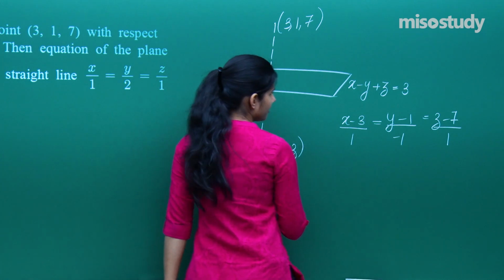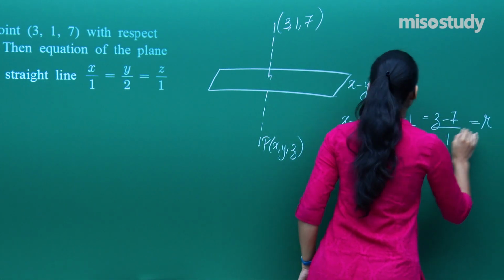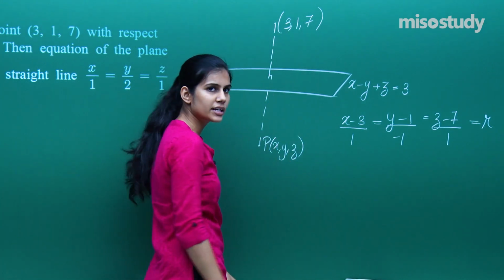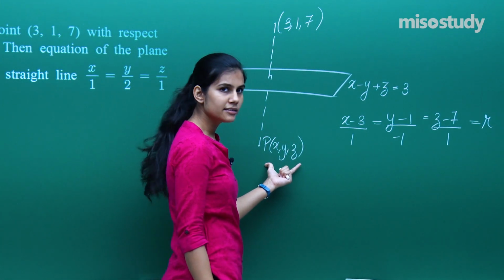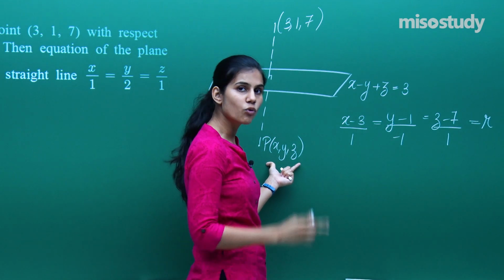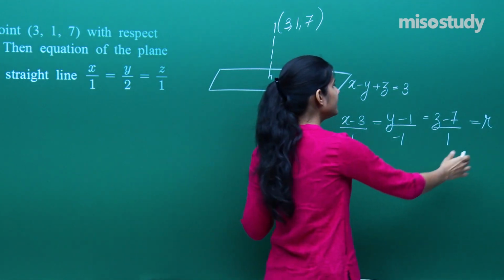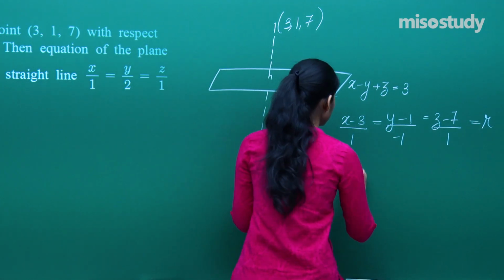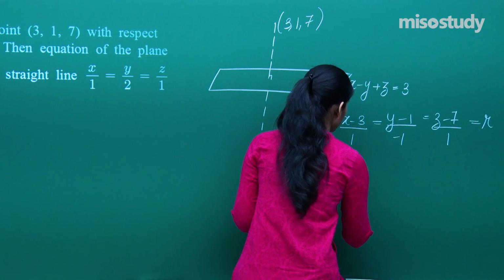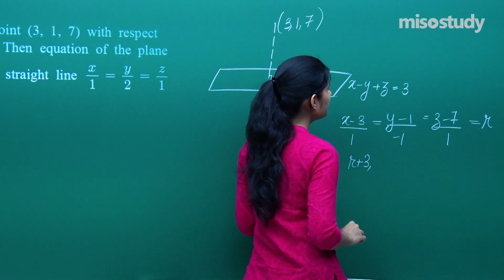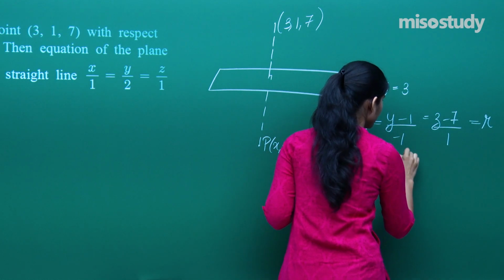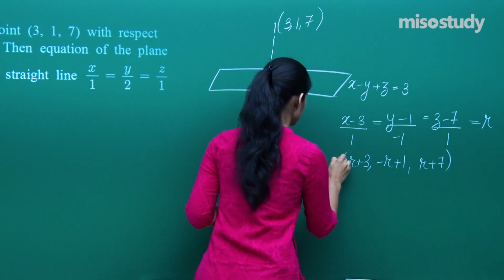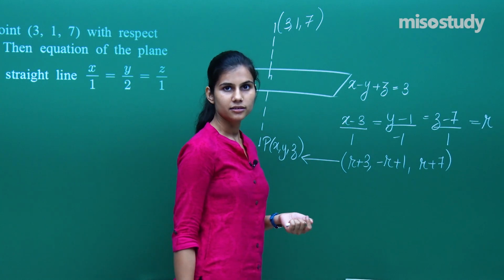Now I am saying that if it is a straight line which is normal to this plane passing through this point, it is actually this straight line only, and this straight line is containing this point. So this point is lying on this straight line, and the coordinates of this point can be obtained with respect to some variable r. What will be the coordinates? x will be r plus 3, y will be minus r plus 1, and z will be r plus 7. This is my point P.